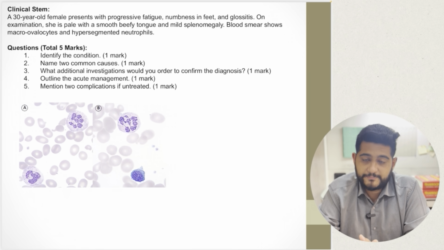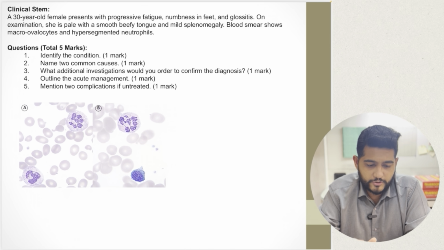On examination, she is pale with a smooth, beefy tongue and mild splenomegaly. Blood smear shows macro-ovalocytes and hypersegmented neutrophils. Identify the condition, name two common causes. What additional investigation would you order to confirm the diagnosis? Outline the acute management and mention two complications if untreated.